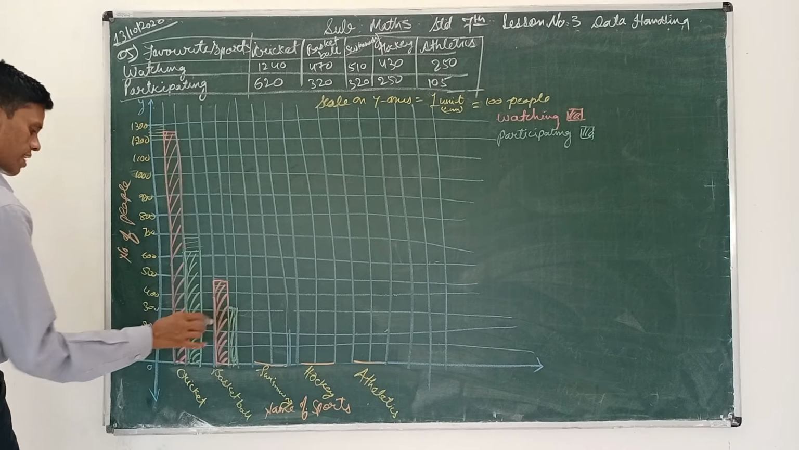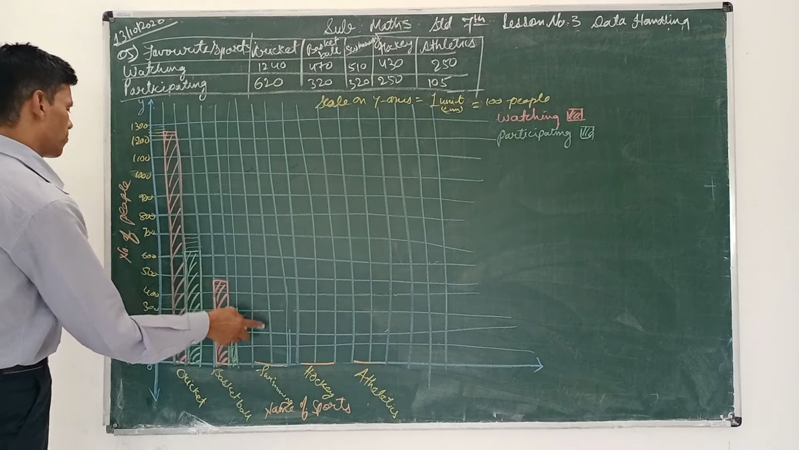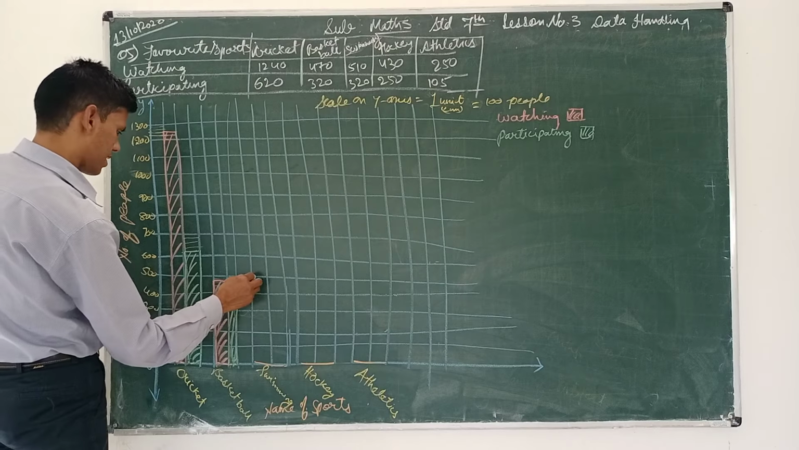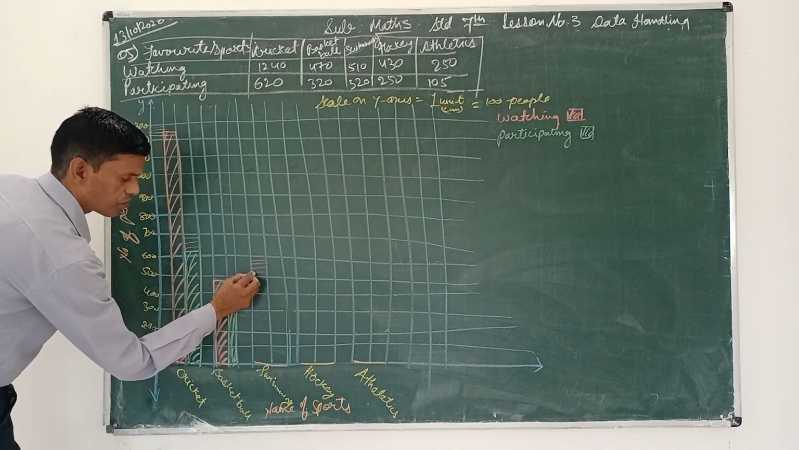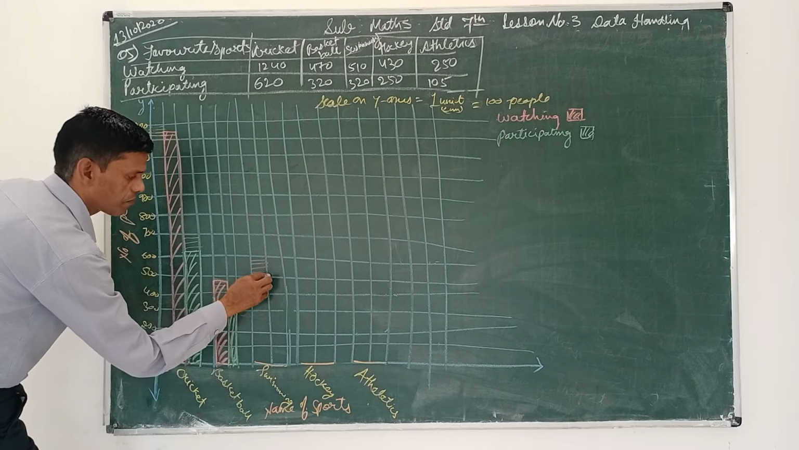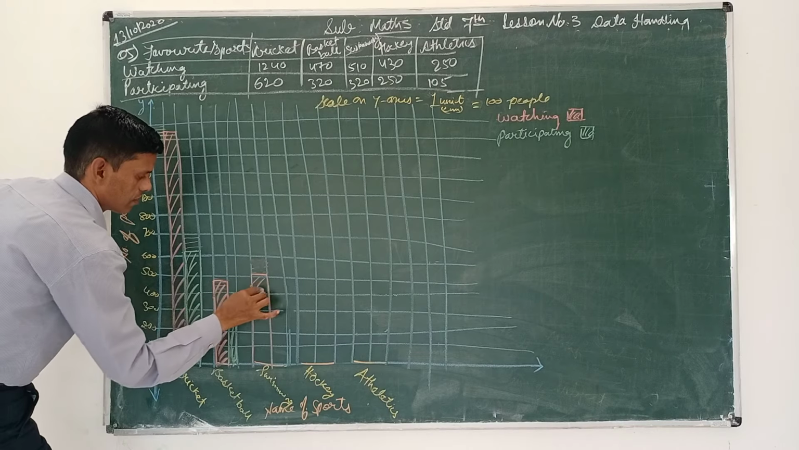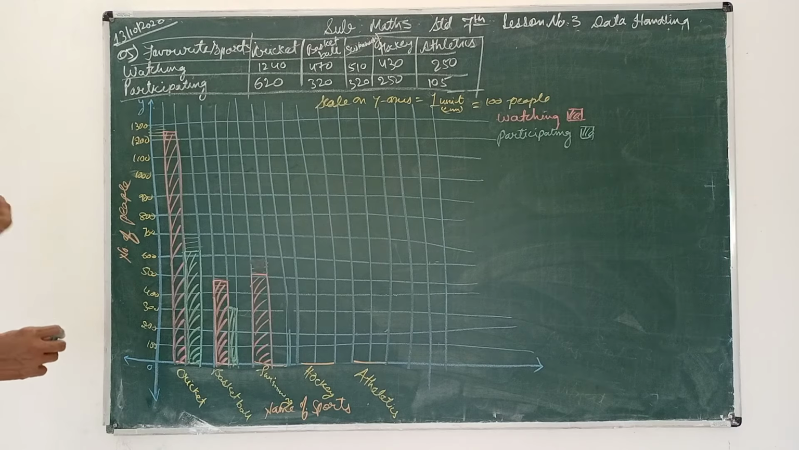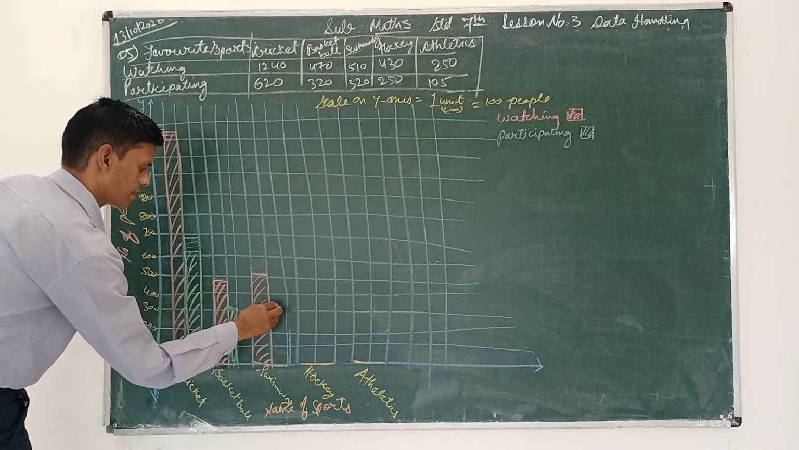Okay. Next one is swimming. How many people are watching swimming? 510. Here 500, 520, 540, 560, 580. So we don't have to mark 520. We will mark a little bit lower than this 520, between 500 and 520. This is 510. Okay. Then swimming participating is 320. Where is 320? Here like this.